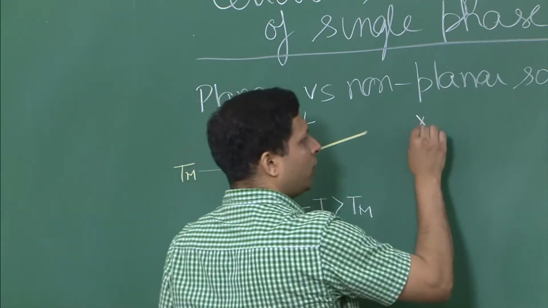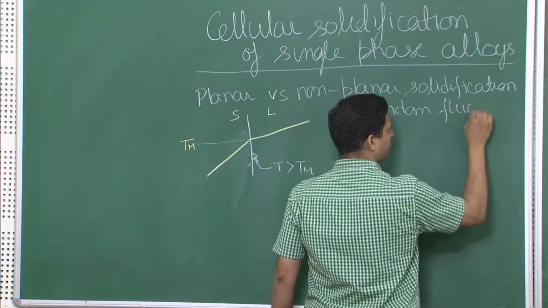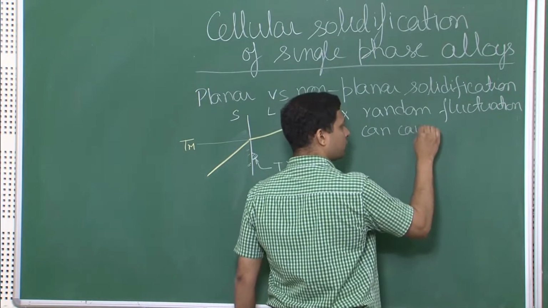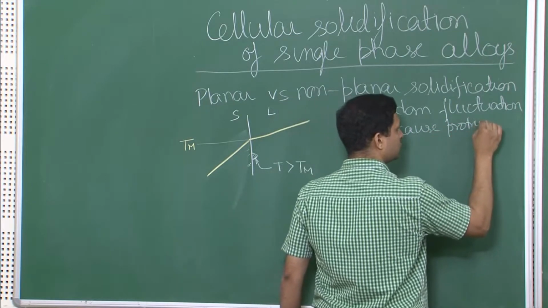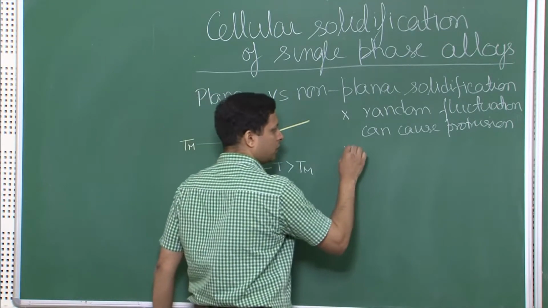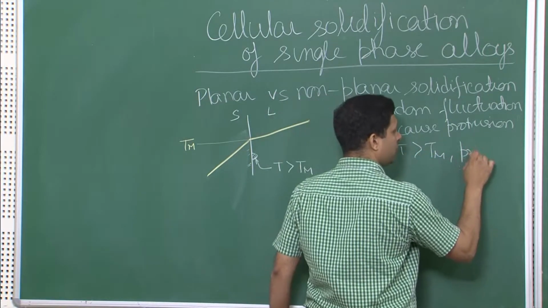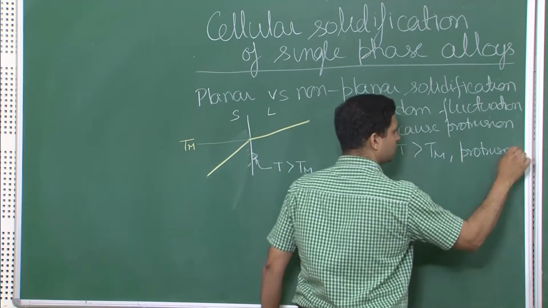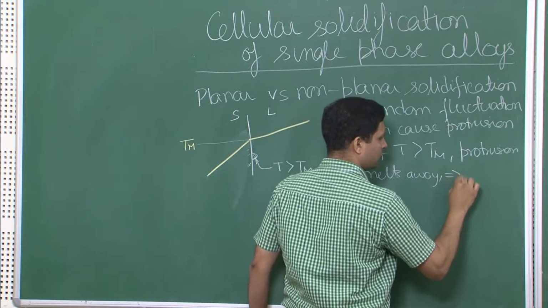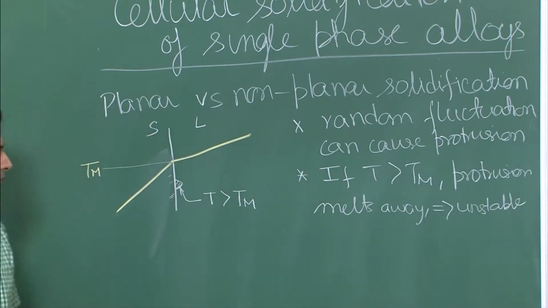So we understand that random fluctuations can cause a protrusion. But if the thermal gradient is such that T is greater than Tm, the protrusion melts away, meaning it is unstable. Can you think of a condition where this protrusion would be stable?